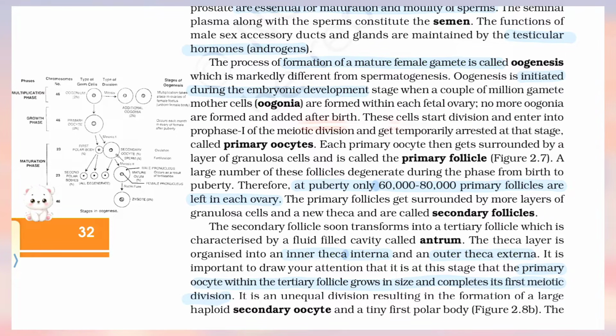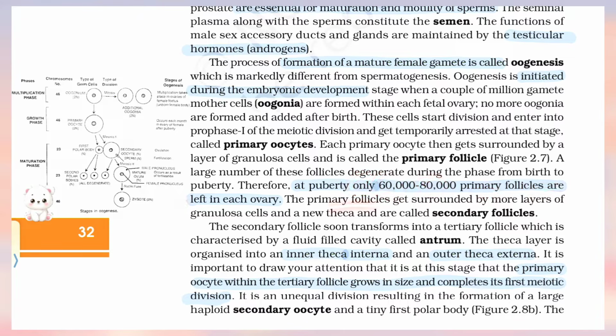These cells start division and enter prophase 1 of the meiotic division and get temporarily arrested at that stage, called primary oocytes. Each primary oocyte then gets surrounded by a layer of granulosa cells and is called the primary follicle. A large number of these follicles degenerate during the phase from birth to puberty. Therefore, at puberty, only 60,000 to 80,000 primary follicles are left in each ovary.